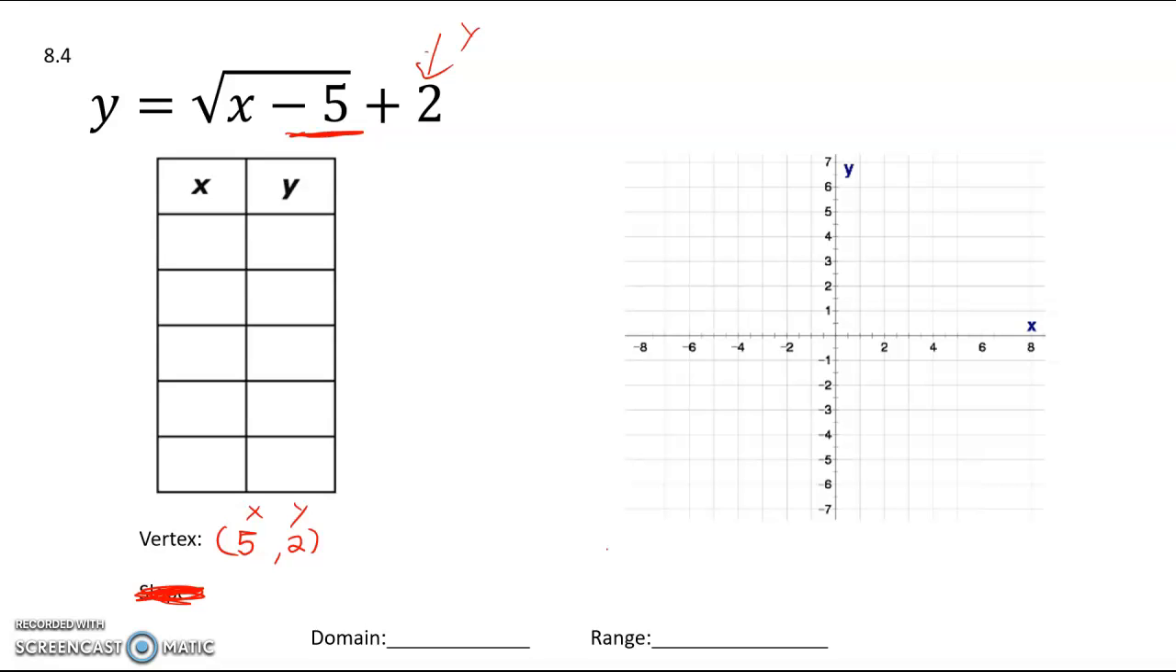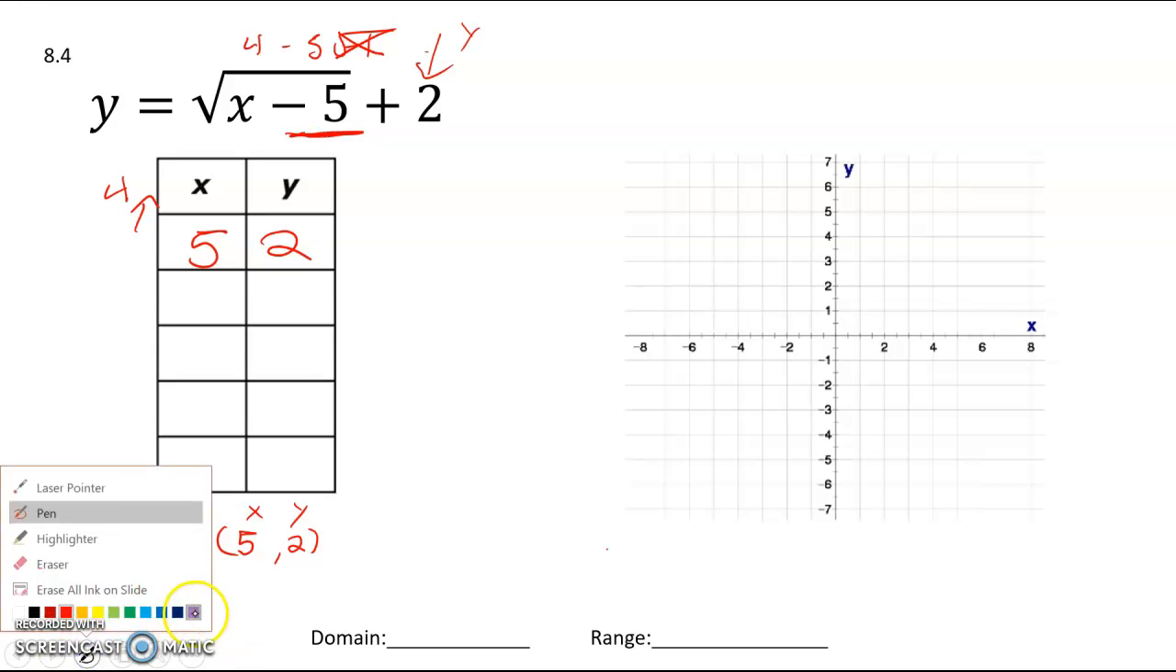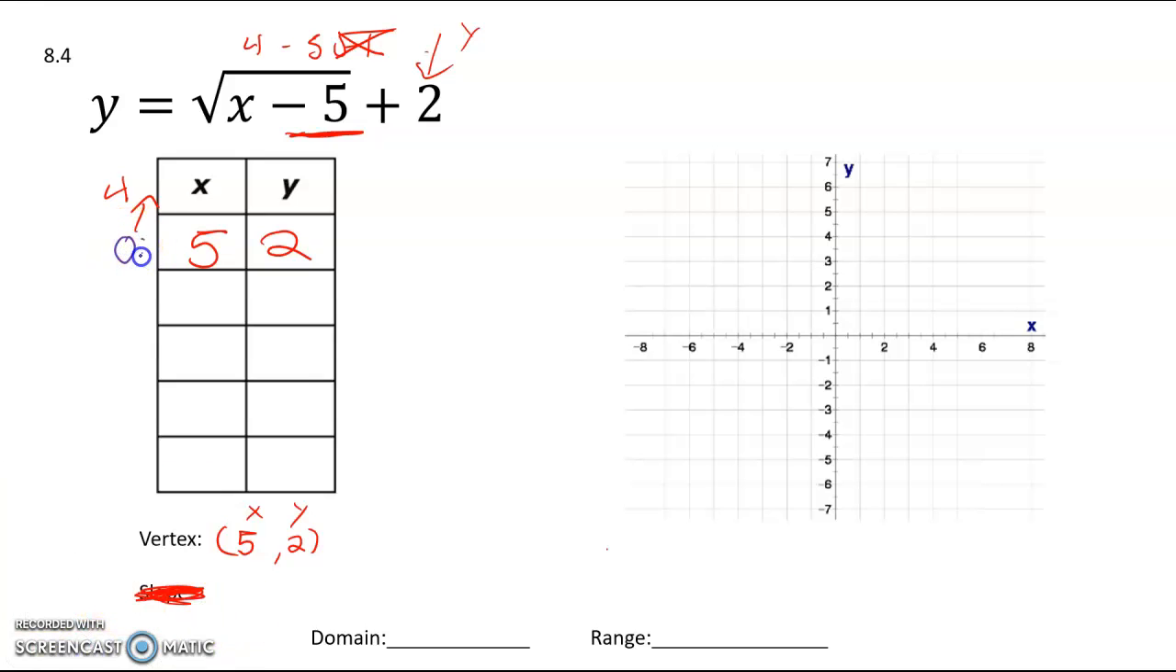Now, as we fill out our XY chart, the first point I want to start with is 5, 2, okay? Because if I plug in any numbers that are less than 5, like a 4, 4 minus 5 is negative 1. I can't have the square root of a negative number in there. So I have to go 5 and up. Now, there's a little pattern that I'm going to show you that helps see the numbers that you want to plug in.